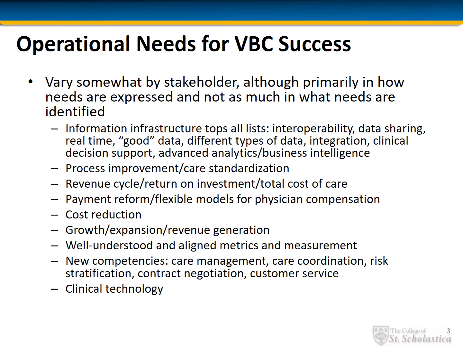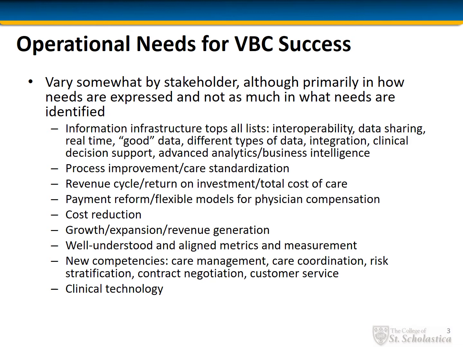The list on this slide identifies the most commonly cited needs by all stakeholders, from most important or most frequently cited to lesser importance from a relative perspective, or at least less frequently cited by all stakeholders. In other words, every stakeholder cited information infrastructure as an issue, while most cited new competencies in customer service, although generally further down their list in importance.